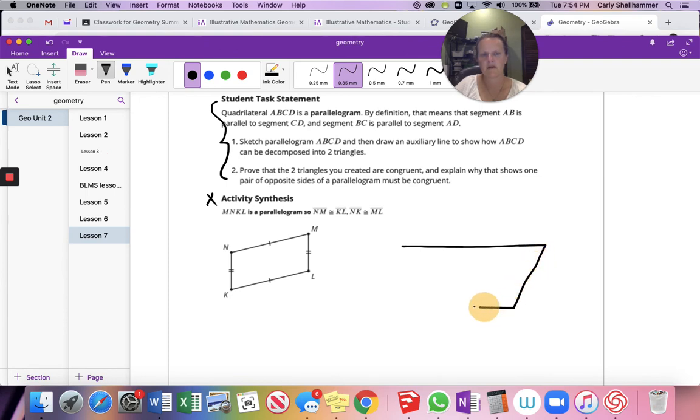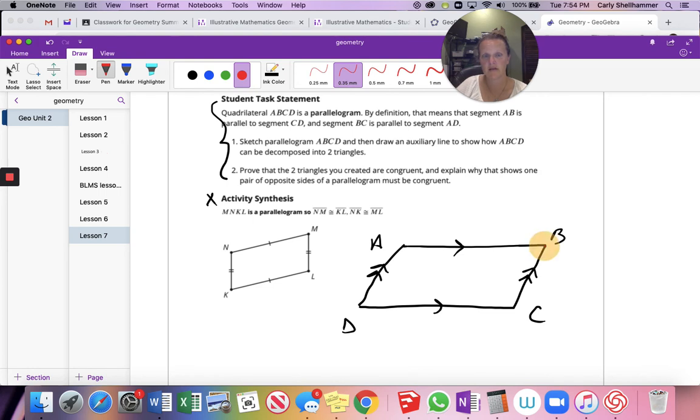So if this is a parallelogram, we always go in a roundabout order, A, B, C, D, always. I know these 2 are parallel, and these 2 are parallel. So I can draw an auxiliary line to help me prove that the triangles, I just decomposed it into 2, and then I can prove that they are congruent and explain why.